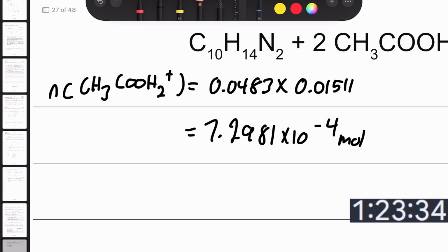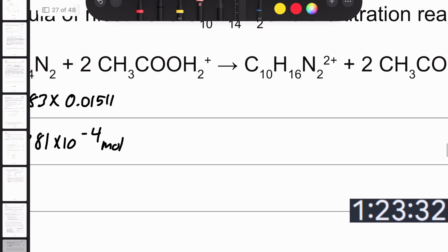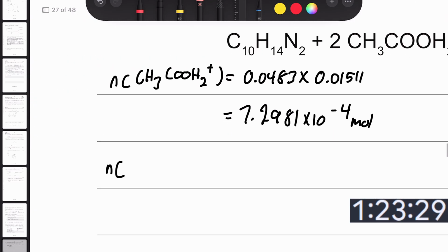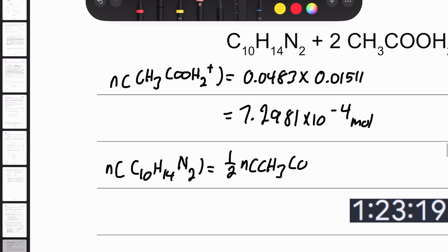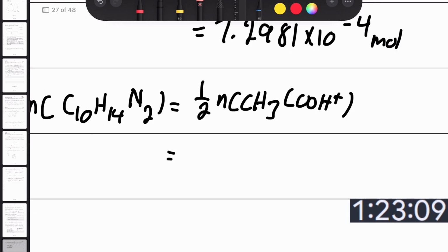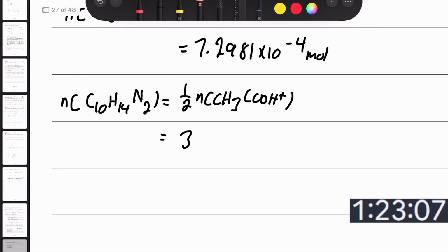So then the number of C10H14N2 is going to be equal to half the number of CH3COOH2+, equal to 0.5 times 7.298981 times 10 to the negative 4, which is 3.6491 times 10 to the negative 4 moles.